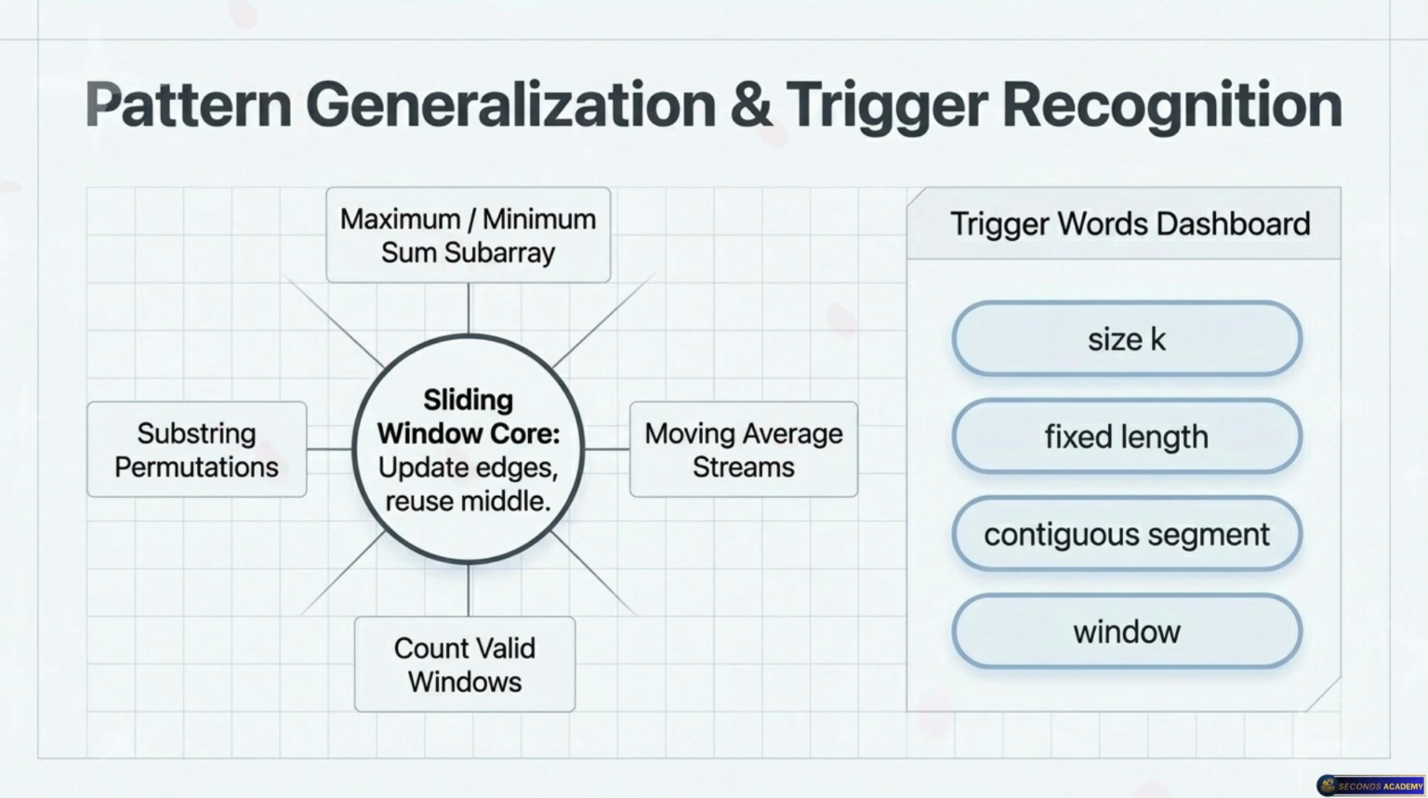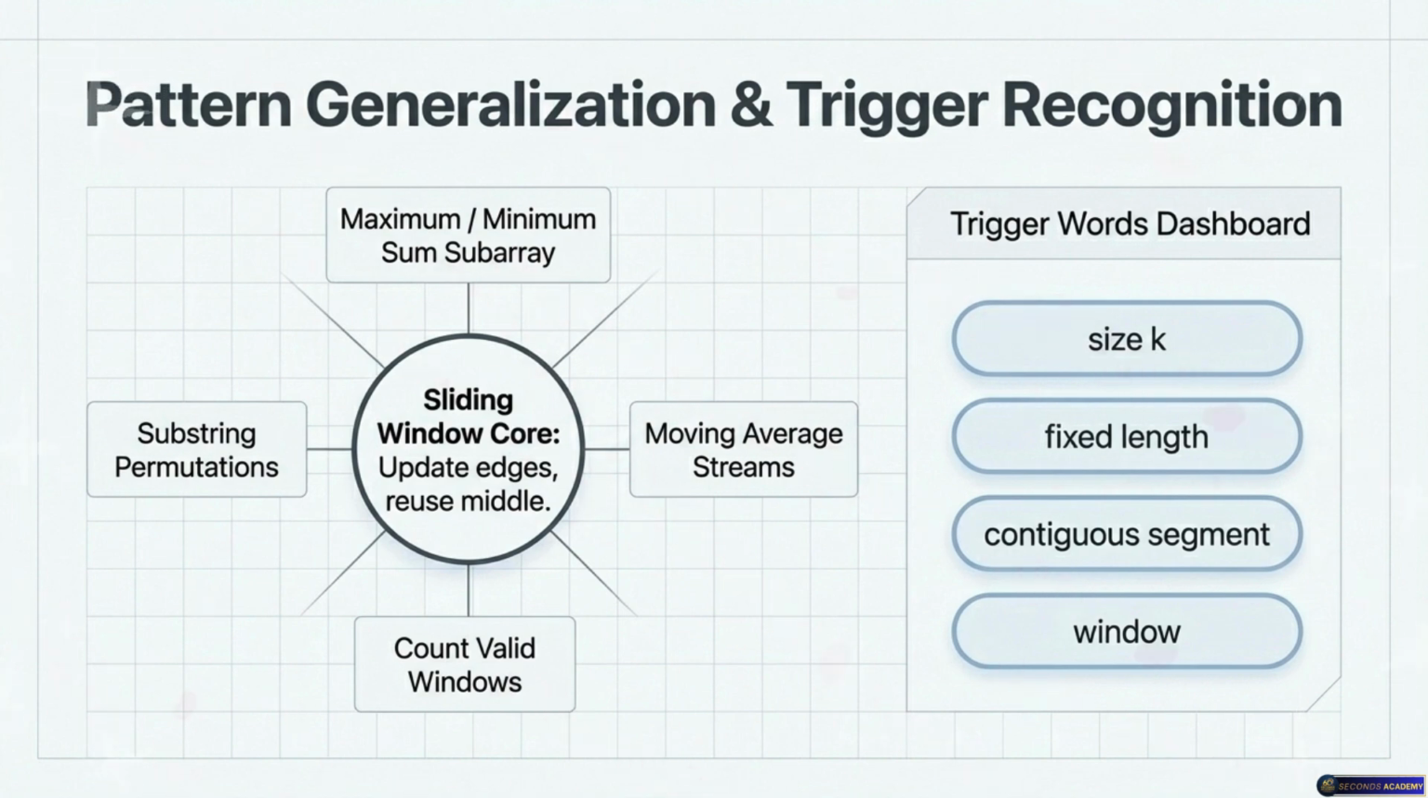And if you're in an interview, you need to listen for trigger words. Oh, definitely. The prompt gives it away. Yeah, if they say size k or fixed length or continuous segment, those are architectural blueprints. They're telling you to deploy this exact pattern. And this generalizes across so many domains. Finding moving averages, counting valid substrings, dealing with sensor data: update edges, reuse middle.